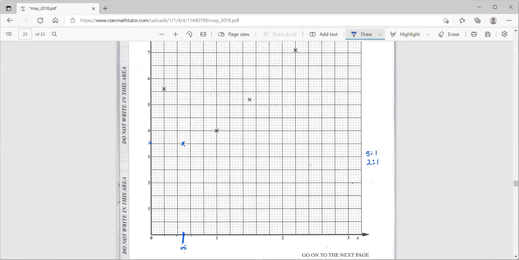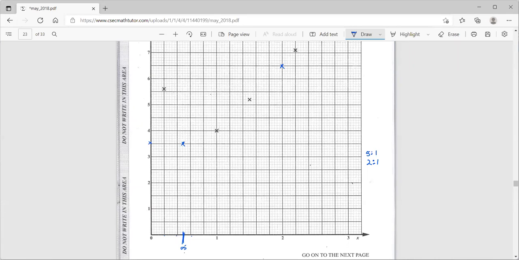Awesome. So where's the next one? It was 2 and 6.5. So where's 2? Here, right? And 6.5 is here. Awesome. This would be a line of best fit because not all the points line up like that.